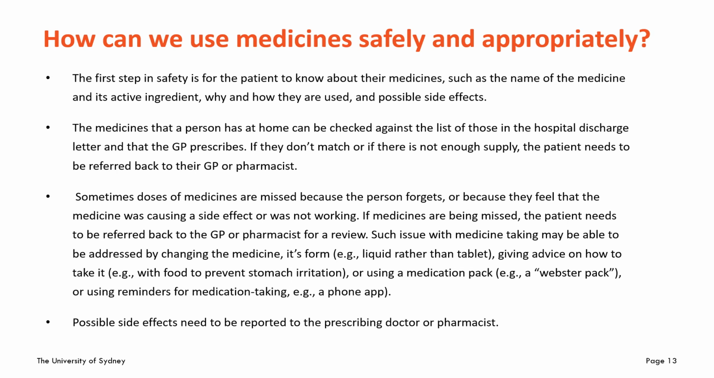You want the medicines that a person has at home to be checked against the list of medicines that they were discharged with from the hospital and what the GP thinks that they're taking. So it's important to match what the GP thinks the patient should be on, what the patient has had changed in the hospital and been discharged with, and what the patient thinks that they are taking. And if there is a problem in terms of the matching, then obviously the GP or the pharmacist has to be contacted, as well as potentially the hospital.